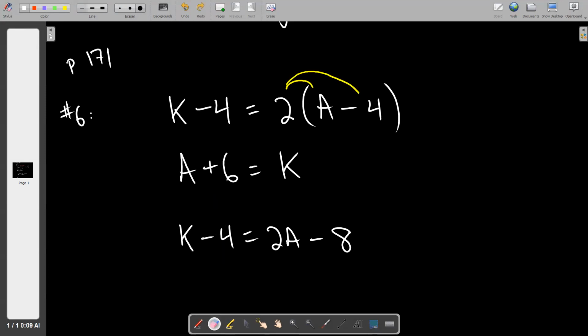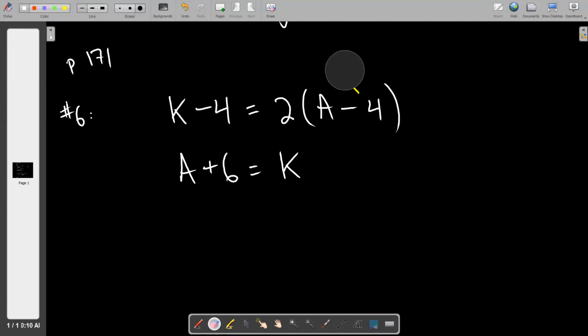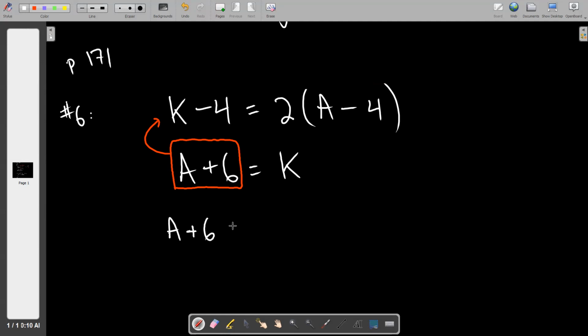Let me go back and do it the way you did it then. Because really my mission at this point is to try to isolate where you went wrong. So I'm going to do it using your method. Did you use substitution? So you took this and put it right here. Okay, so that's going to be a plus 6 minus 4 equals 2a minus 8.